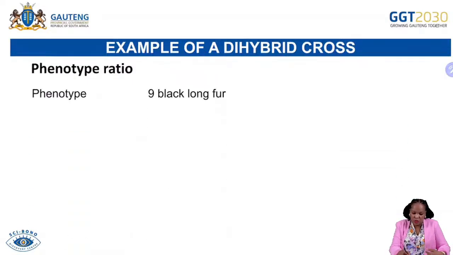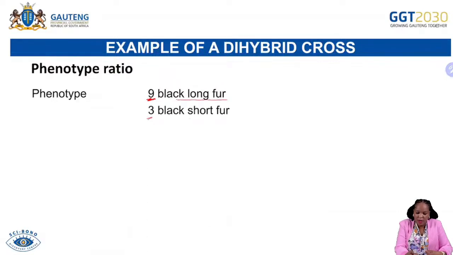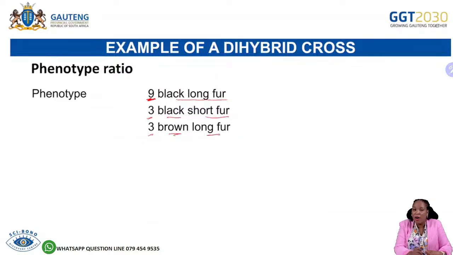When we count all the blacks with the long furs, we find that there are 9 that have black long fur, 3 with black short fur. Remember, you get this from the genotypes. 3 with brown long fur, then 1 with brown short fur.